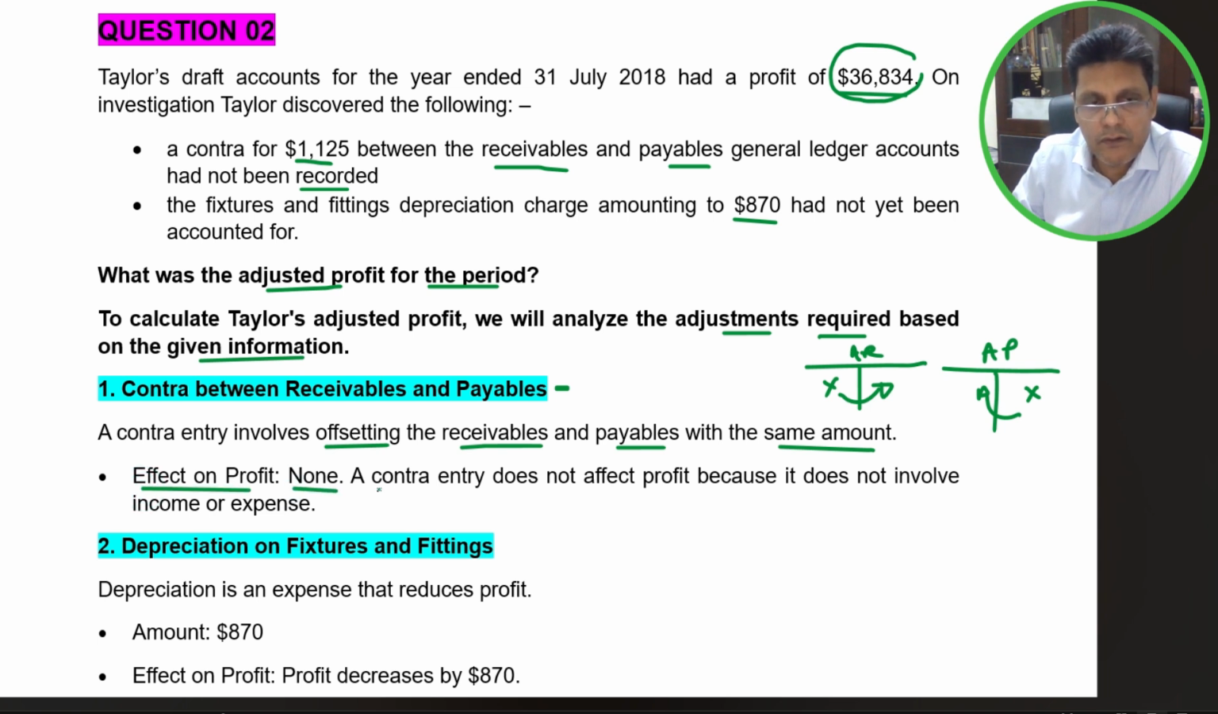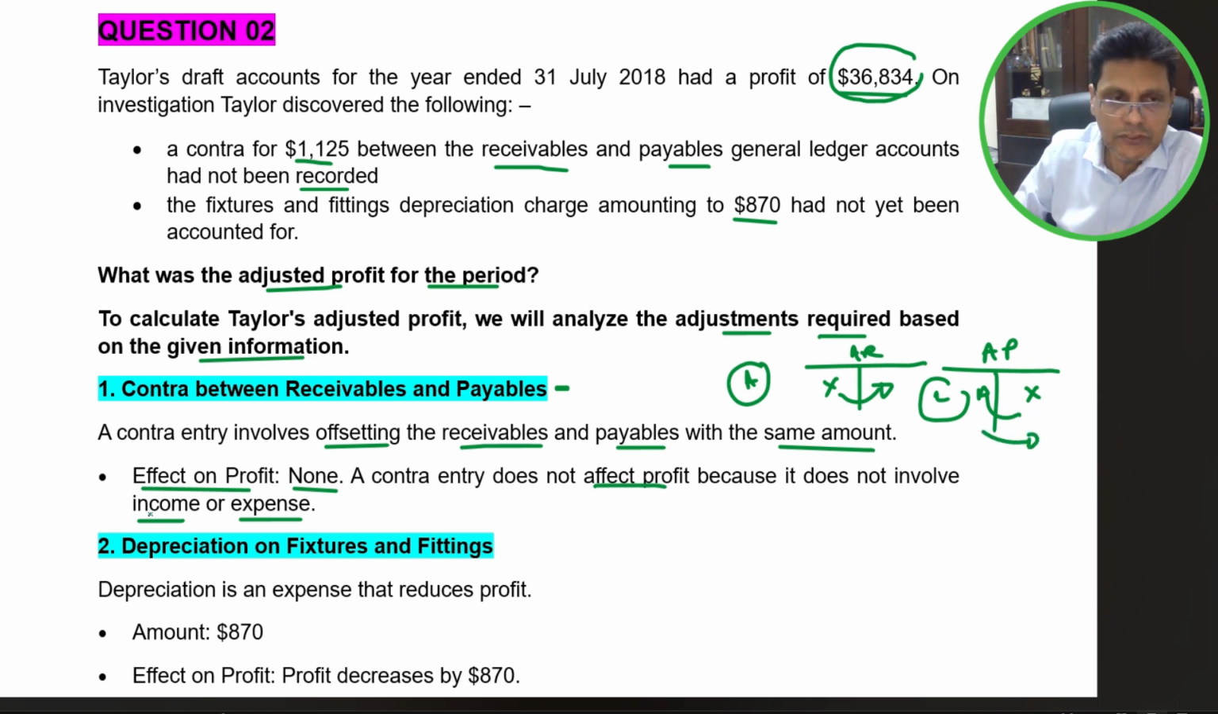None. A contra entry does not affect the profit because it does not involve income or expenses. So these are simply assets and liabilities. Okay, so we are offsetting assets against liabilities, therefore it's a balance sheet impact. There is no impact on the profitability.